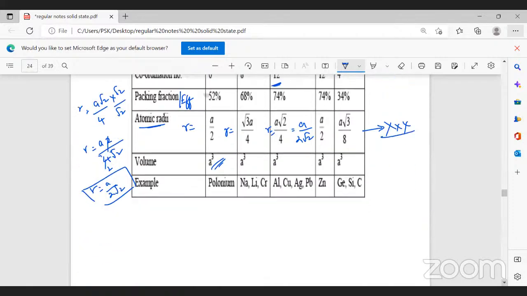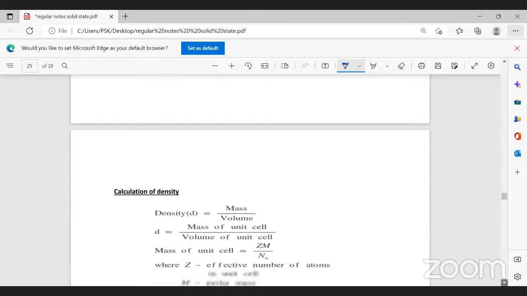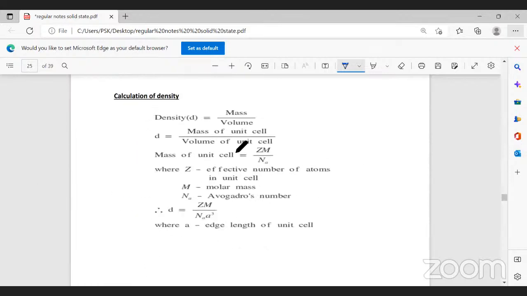Now, the next part of the topic here is to calculate the density. We know that density is mass by volume. So here, density is mass of the unit cell divided by volume of the unit cell. So how do you find the mass of the unit cell? The mass of the unit cell is given by the formula Zm by Na. Z is the effective number of atoms in the unit cell. M is the molar mass. Na is Avogadro's number.